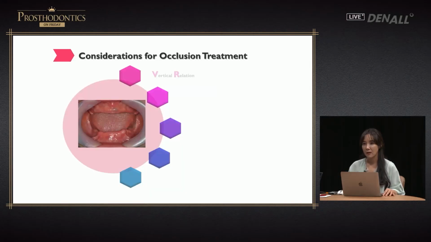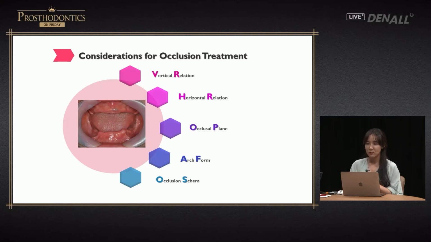So this has been the artificial teeth selection and arrangement that I have prepared today. On top of that, you need to consider concepts listed here. I believe they are introduced in the Prosthodontics on Friday seminars, such as vertical relation, horizontal relation, occlusal point, arch form, and occlusal scheme. All the concepts need to be considered harmoniously to have successful complete denture fabrication.